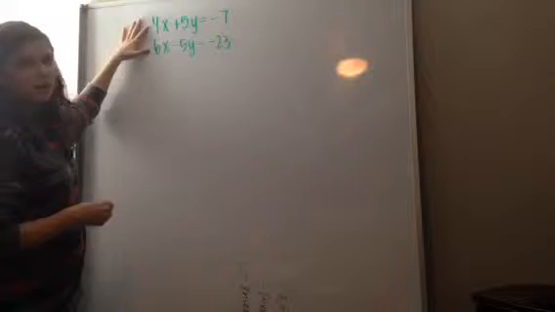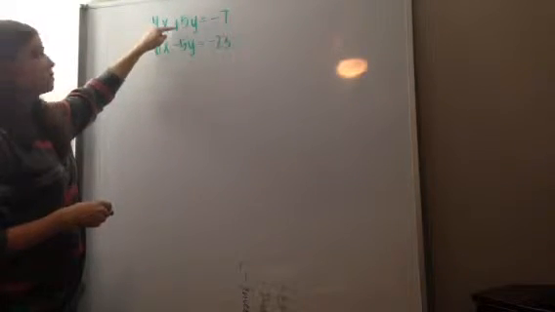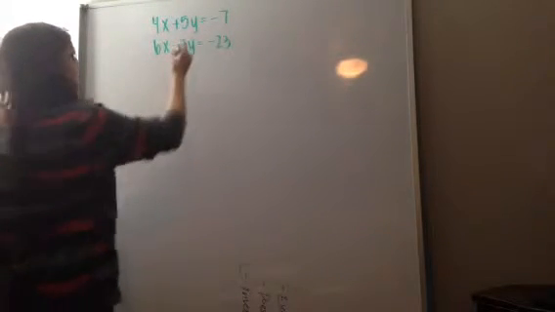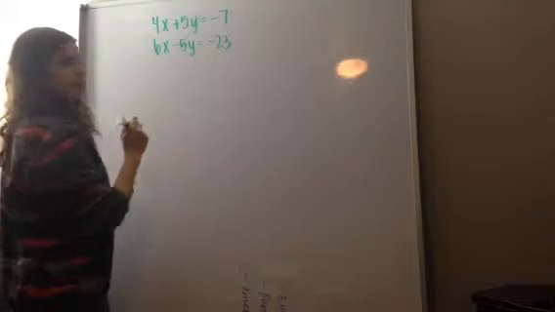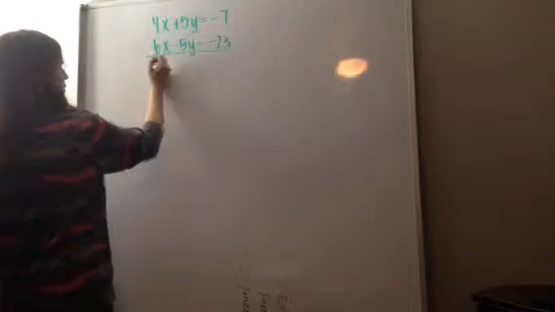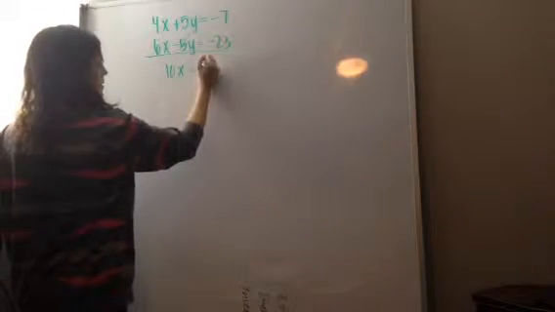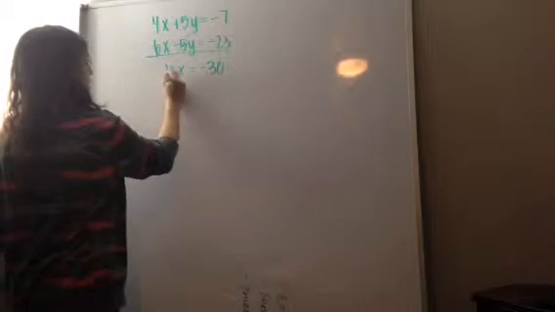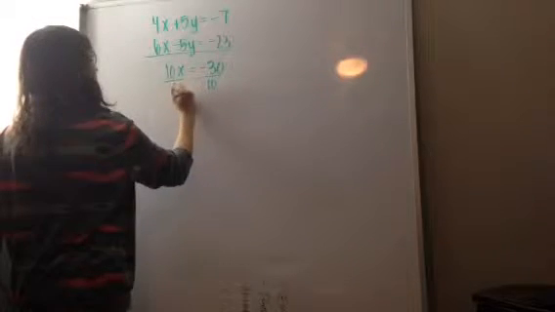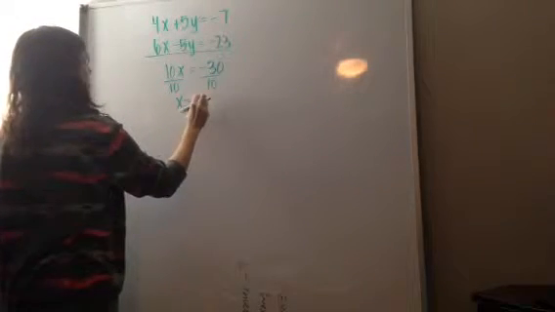So the x's aren't opposite. The y's are, because we have positive 5y and negative 5y. So then those just go away. So then we can add up the other ones. So 4x plus 6x is 10x. Negative 7 plus negative 23 is negative 30. Divide by 10. So x equals negative 3. Whoops, that's ugly.